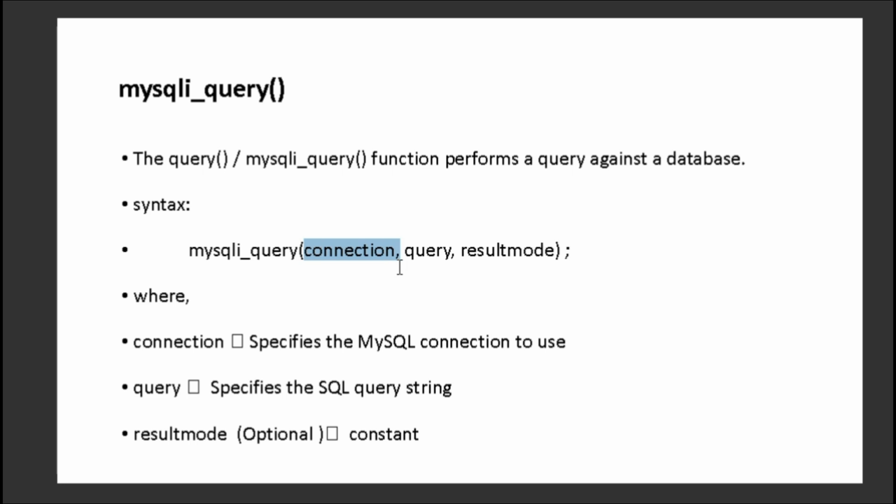First, we have to pass the connection variable, and the next one is the query, and then the result mode, which is optional, a constant. Here you can see the connection specifies the MySQL connection to use. Next one is the query, meaning any CRUD operation, and result mode is a constant. Now we will execute a small example.